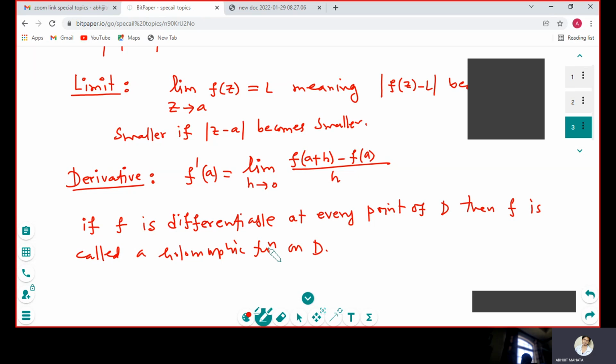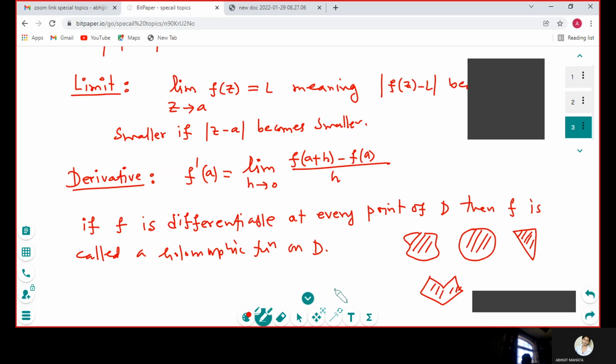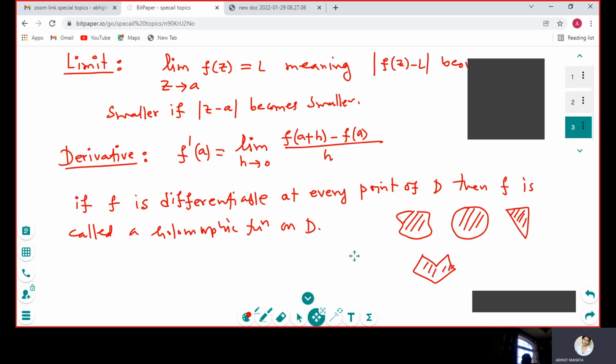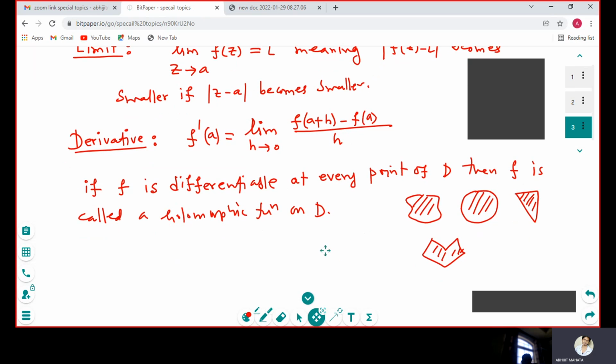You can take D to be something like this type of thing, or the circle, or the disc, or the triangle region, or the polygon region, this type of subset of the complex plane. More generally, if you take an open set, you can define differentiability.